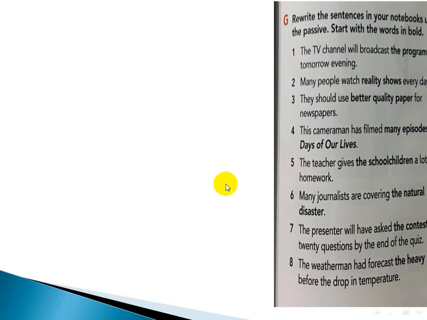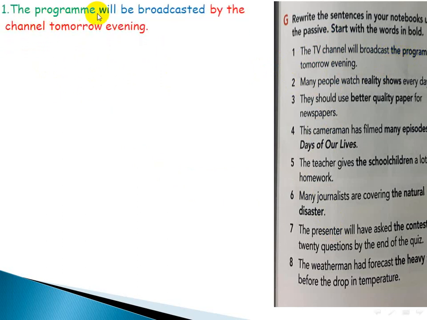Now guys, finally let's answer the last one: rewrite these statements from the active to the passive. So number 1, the TV channel will broadcast the program tomorrow evening. You have to start the statements with these bold words. So I have to start my sentence with "the program." The second step, try to identify the tense of the sentence. We have "will." So this one indicates the future. Then we have to use be. Then the past participle, broadcasted by the channel tomorrow evening.